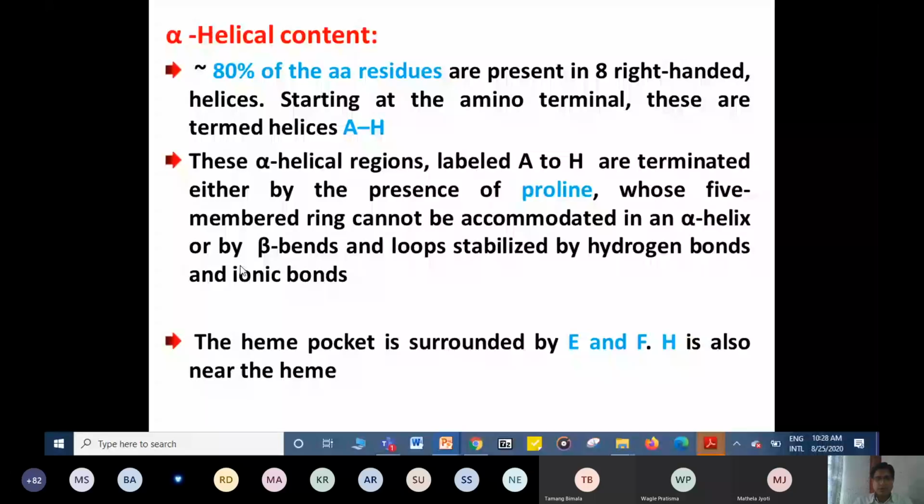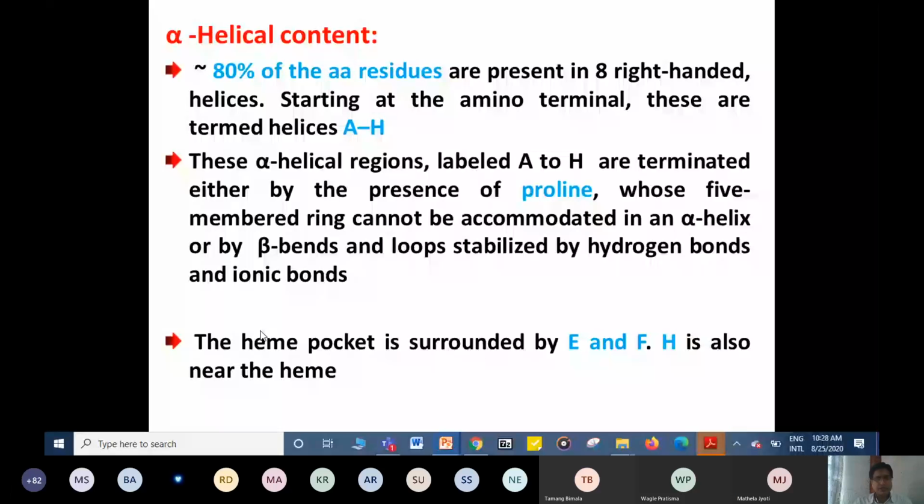If there would be no proline or no beta bend, then all would have arranged in the continuous alpha helical structure, but continuous alpha helical structure is not possible because of this proline, and it is joined by the beta bend. That's why there are 8 regions which are named A, B, C, D, E, F, G, H starting from the amino terminal. The heme pocket is surrounded by E and F.